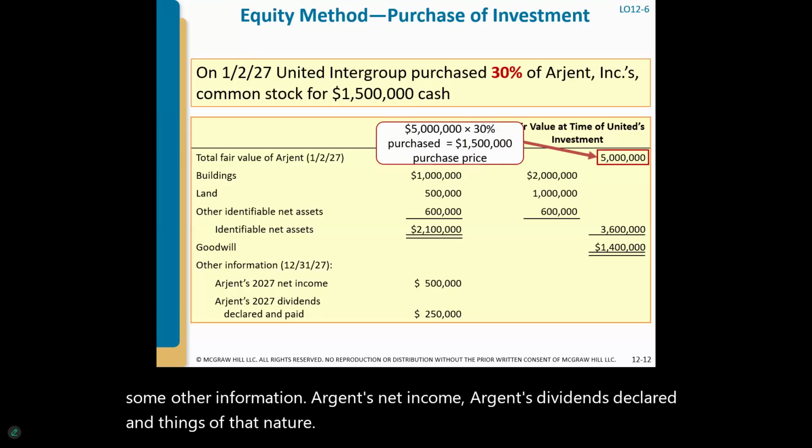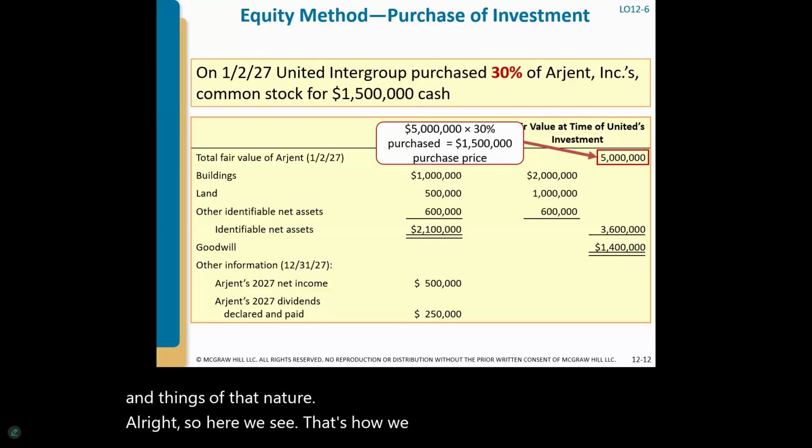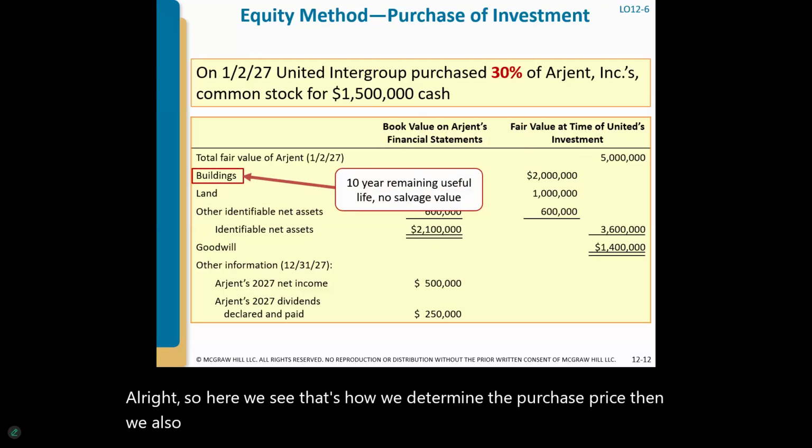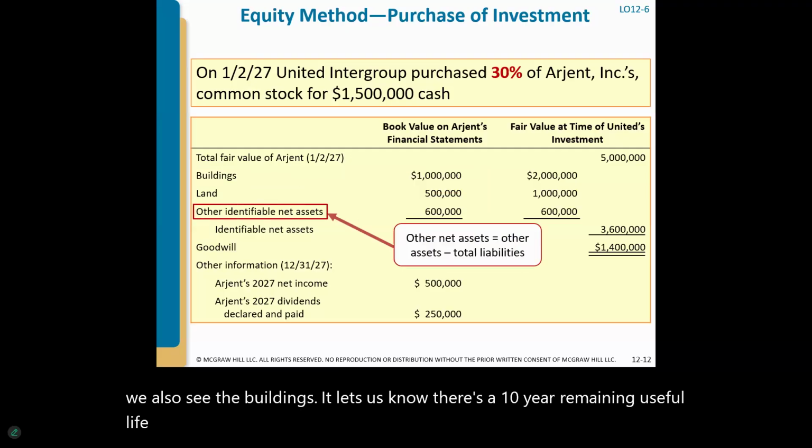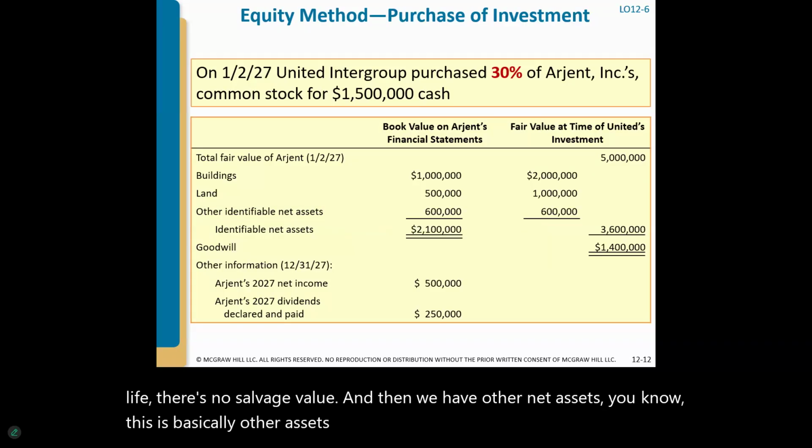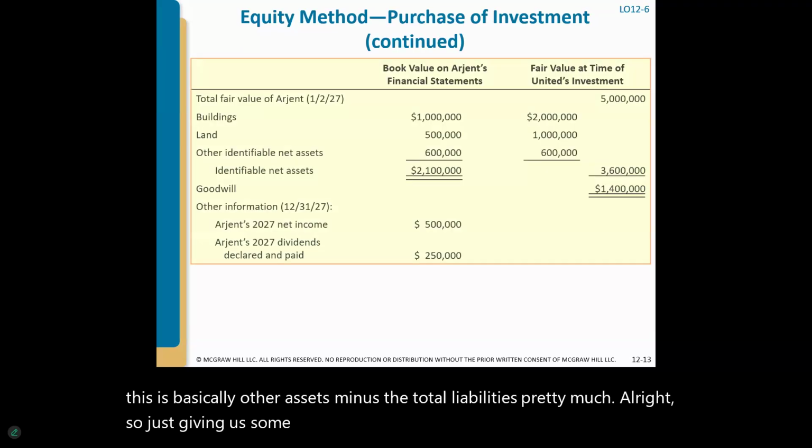All right, so that's how we determine the purchase price. Then we also see the buildings. It lets us know there's a 10-year remaining useful life and no salvage value. Then we have other net assets, which is basically other assets minus total liabilities. So this is just giving us greater insight about what's going on with Argent.